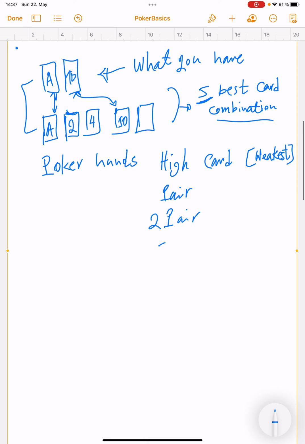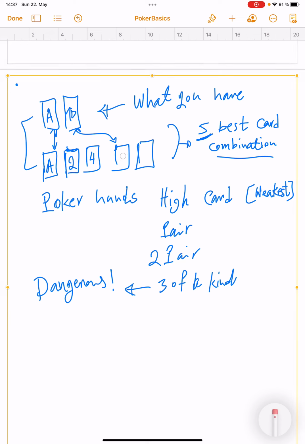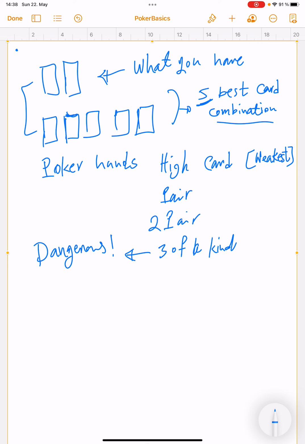Then we have trilling, or 3 of a kind. And this one is very dangerous because, just bear in mind that this 3 of a kind is really, really dangerous. When it happens, you're basically getting crushed because it's one of the hands which basically doesn't have, let's say, too much notification, or it comes basically out of the blue. It's very hard to imagine this hand.